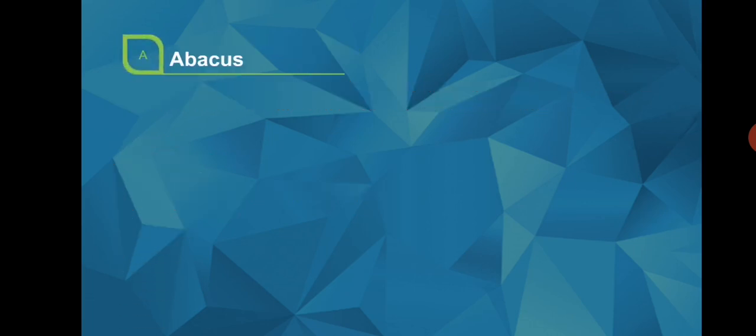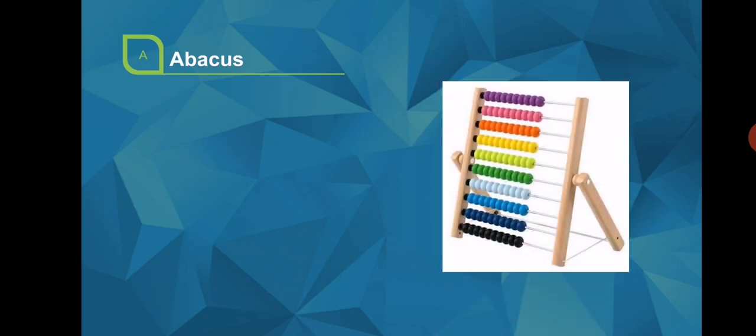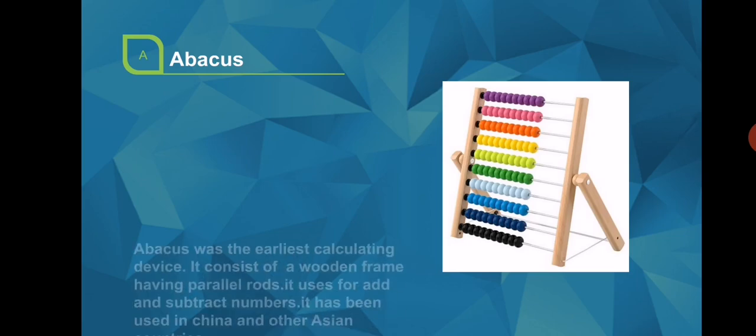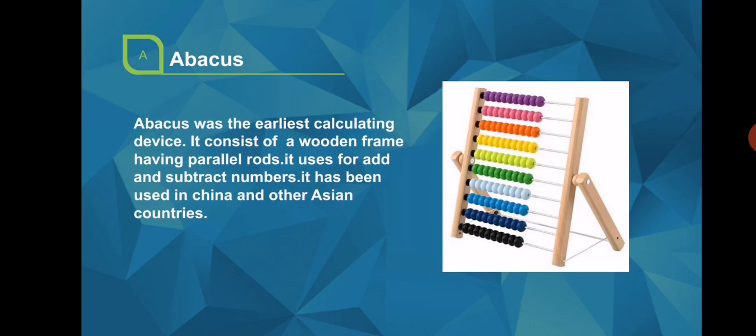Let's start with abacus. In the picture I have shown, there is a rectangular box with some colorful beads on it. It is the shape of abacus. An abacus was the earliest calculating device. It consists of a wooden frame having parallel rods. It is used for addition and subtraction of numbers. It was used earliest in China, and after some time abacus began to be used in other Asian countries.